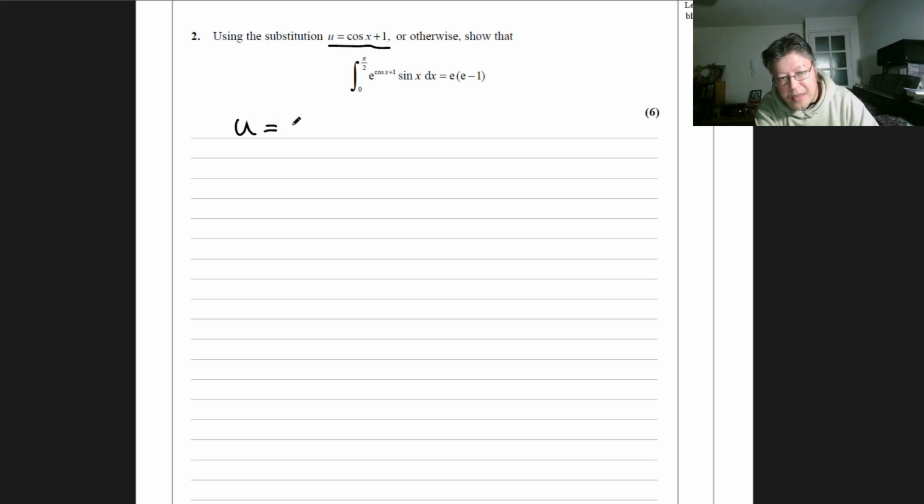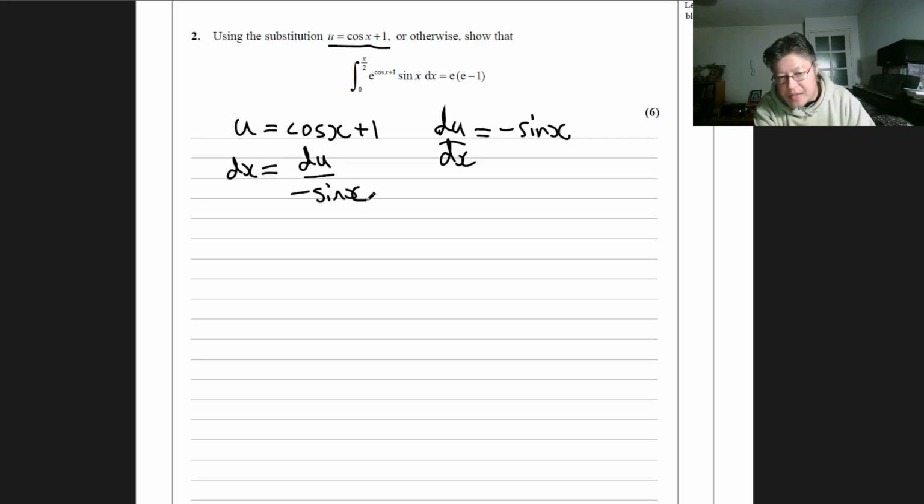So u is going to be cos x plus 1, and the first thing we do is we differentiate the substitution. So we get du dx equals, and the derivative of cos is negative sine, so minus sine x, and the 1 disappears. And now we need to make dx the subject. So let's put that there. So dx equals, and we can simply swap the dx and the minus sine x. So that will equal du over negative sine x.